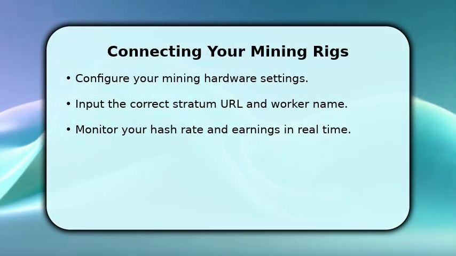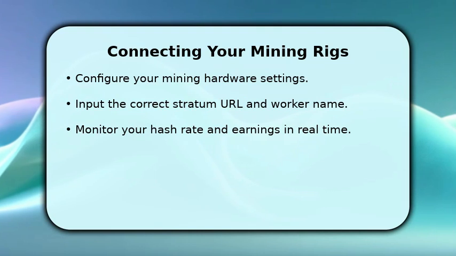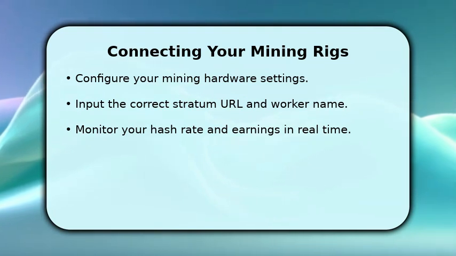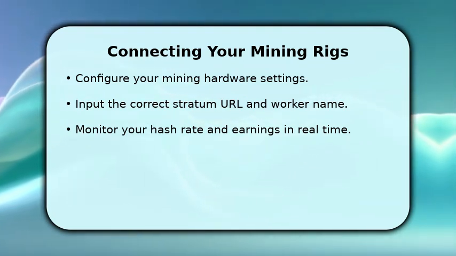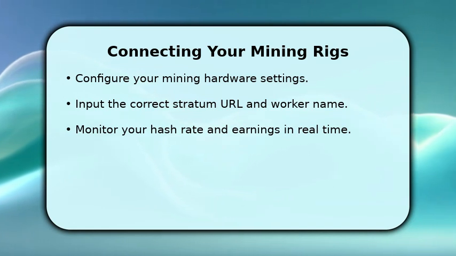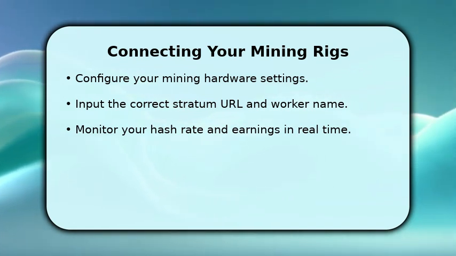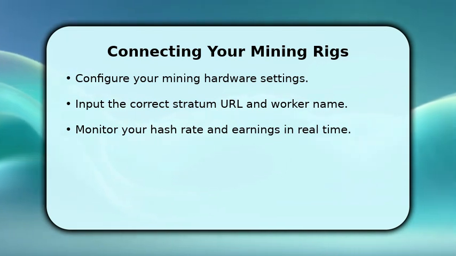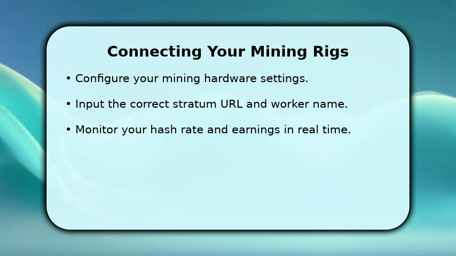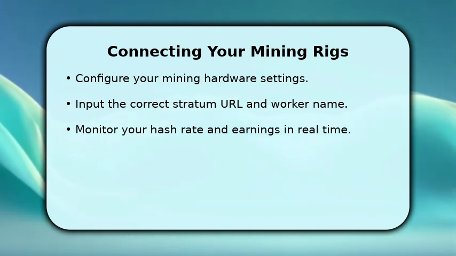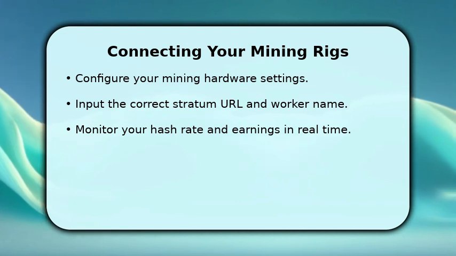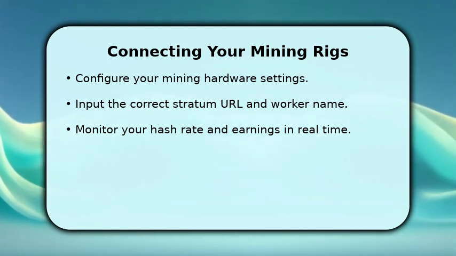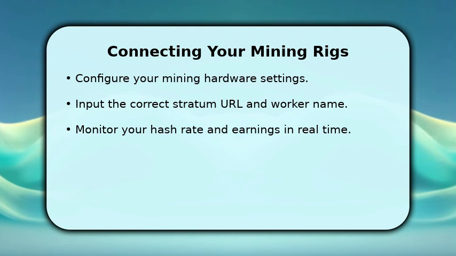Once your mining account is set up, the next step is connecting your mining hardware. You'll need to configure your miner with the correct Stratum URL provided by Binance Pool, along with your worker name and password. This information ensures your hardware properly communicates with the pool. After configuration, your miner will begin contributing its hash power, and you can monitor its performance and your earnings directly on the Binance Pool dashboard.